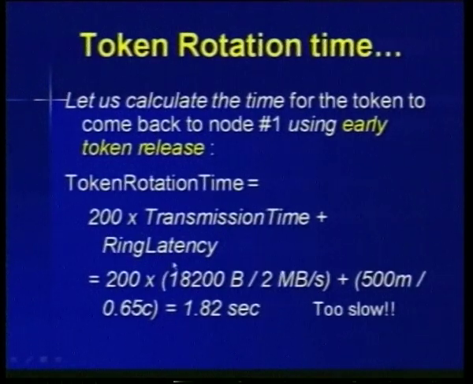transmission time plus ring latency, which works out to about 1.82 seconds, is the total time that it takes. This is the token rotation time, the time that I get back the token after I have transmitted some data. So now you can see this can be too slow.